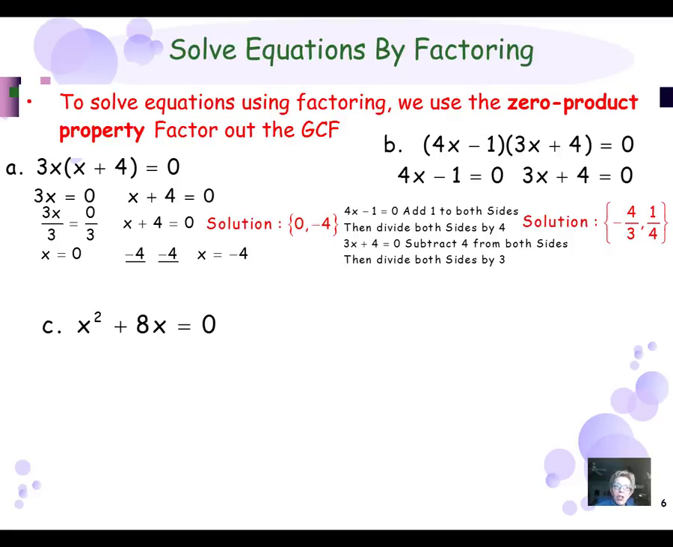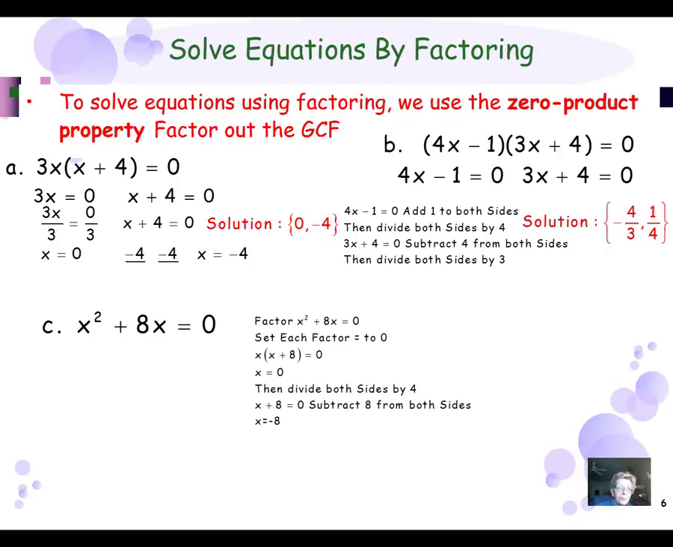The last one I want to show you on factoring is a binomial that is not factored. So if I'm asking you to solve that, I need to factor it first into x times the quantity of x plus 8, set it equal to 0, and set each factor equal to 0. I would have x equals negative 8 and x equals 0.